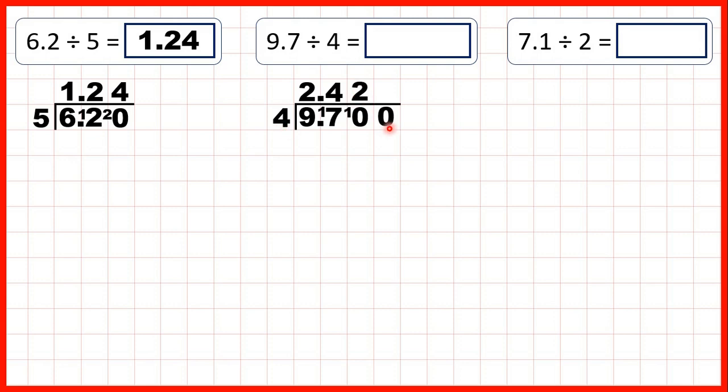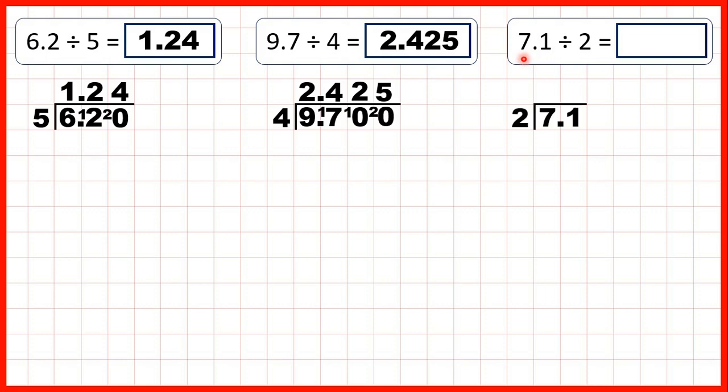So we need another 0, so another digit to write our remainder in front of. And we can do this because 9.700 is the same as 9.7, so we haven't changed the question. But now 20 divided by 4 is 5, so our answer is 2.425.